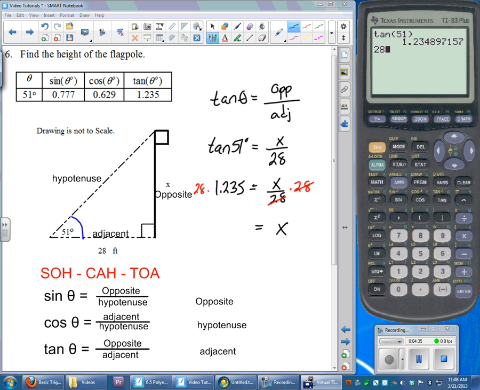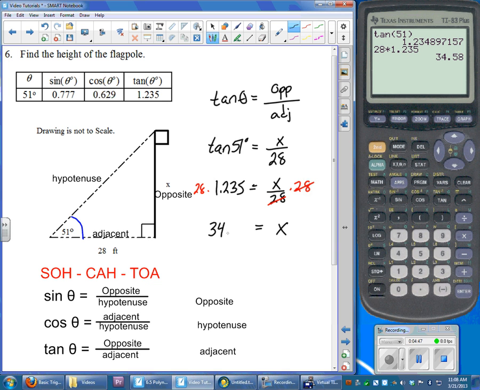So we'll take 28 times 1.235, and we'll round our answer off to 2 decimal places. In this case, we found that X is equal to 34.58. We want to make sure we include the units. They'd be the same as the other side, and in this case, feet.